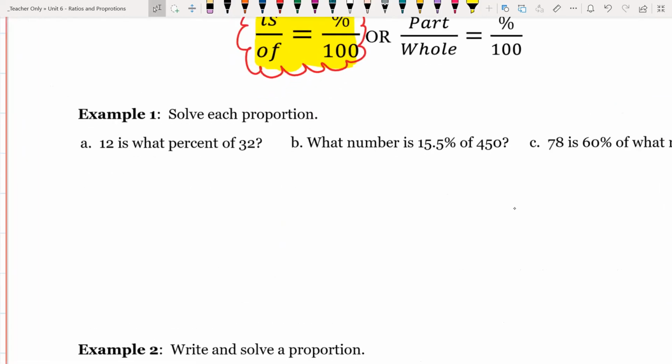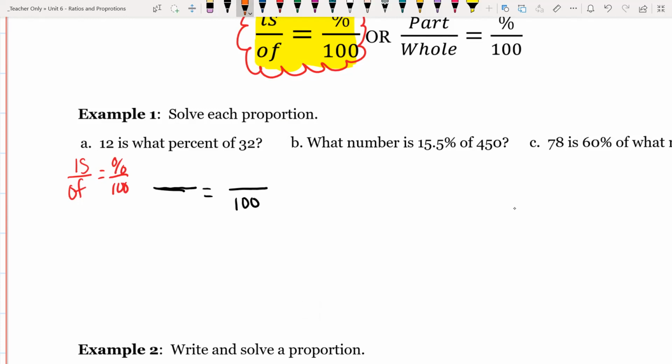So we have is over of equals percent over 100. Now this 100 always stays. So we always have that 100. So we really are only filling in 3 different things. We're going to fill in based off of what this problem is.